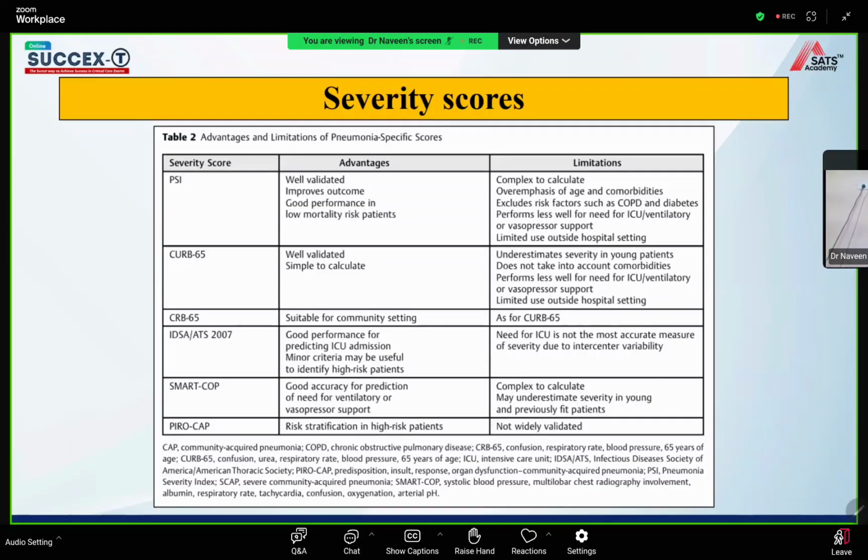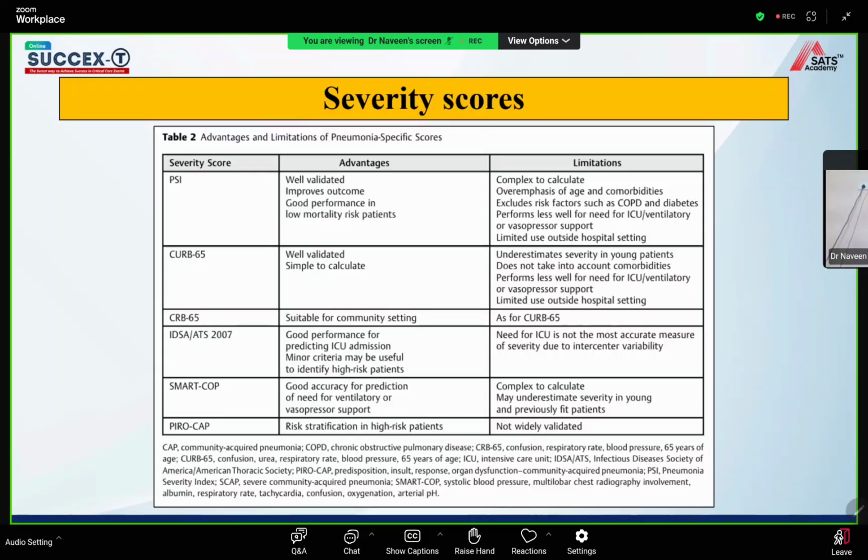And these are the severity scores which I was mentioning. One is the pneumonia severity index, and CURB-65, as you know, confusion, urea, respiratory rate and blood pressure, and the IDSA/ATS 2007 criteria, and SMART-COP, where S is systolic BP, M multilobar chest X-ray, A albumin and acidosis, R respiratory rate, T tachycardia, C confusion, O oxygenation status, and P pulse rate, pH. So these are the abbreviations. I'm not going into detail about the severity scores. I want to insist on the individual performance of each score. What I want to insist on is IDSA/ATS as well as SMART-COP.